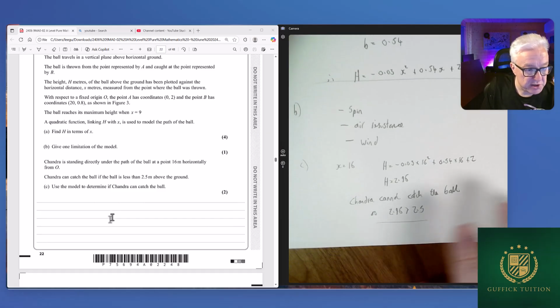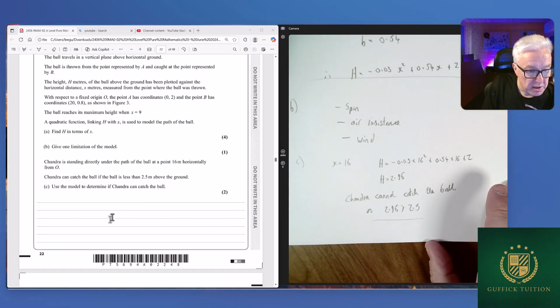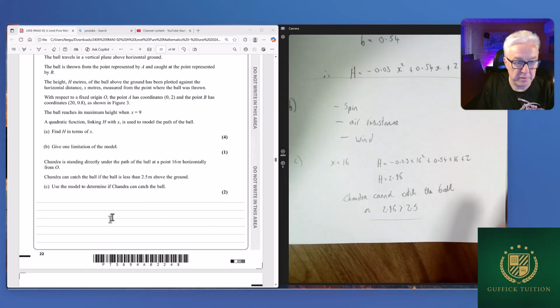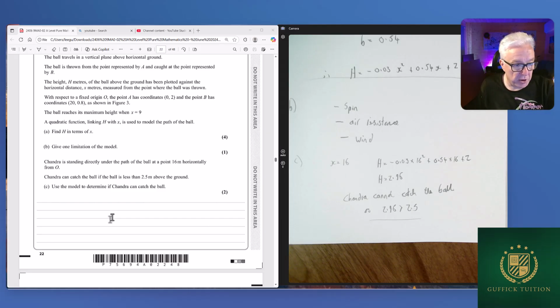Now part C, it says Chandra can catch the ball if it is less than 2.5 meters above the ground. Use the model to determine whether or not Chandra can catch it. Oh, I've said Chandra is standing directly under the path of the ball at a point 16 meters horizontally from O. Can Chandra catch the ball?